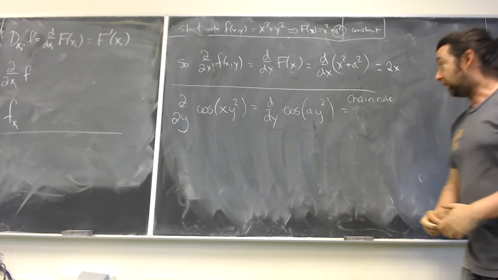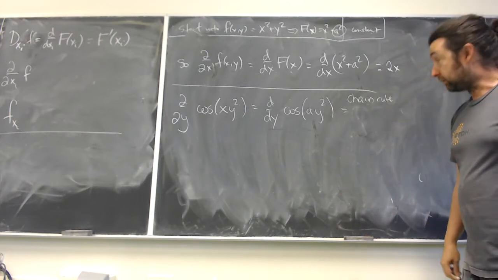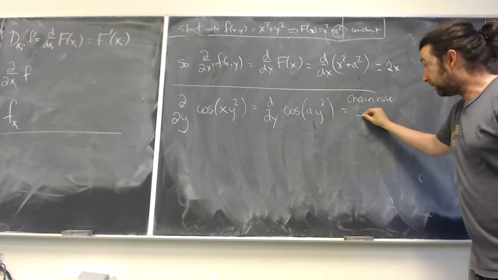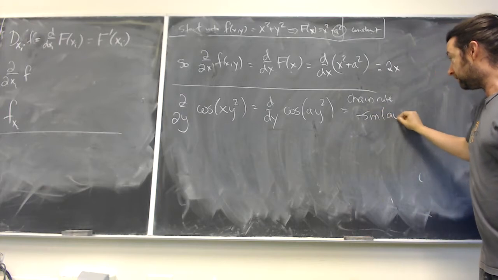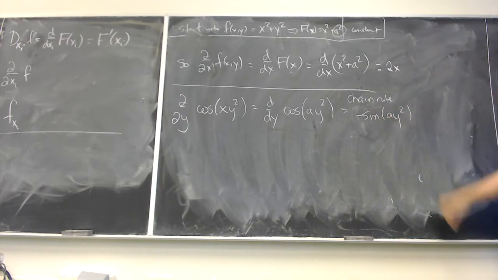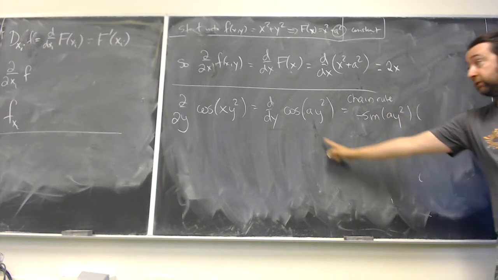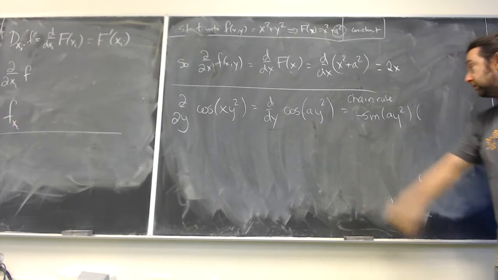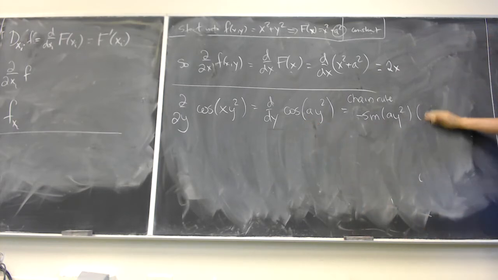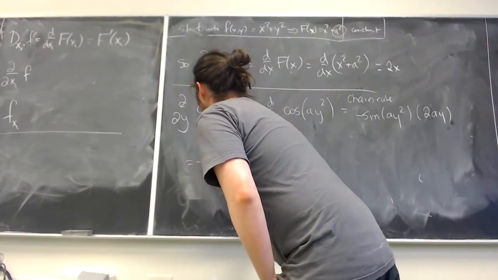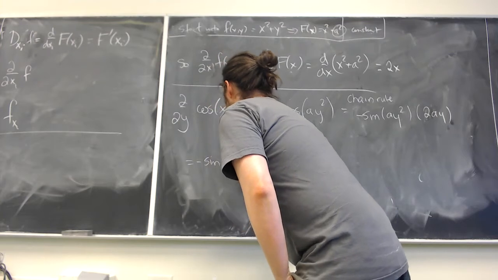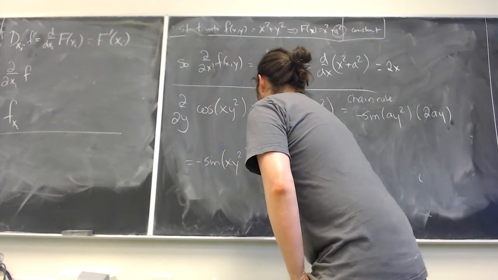Okay. So it shouldn't be a surprise that the derivative of this is the derivative of the outside function with the inside unchanged, times the derivative of the inside function with respect to y, because remember x is a constant: 2ay. And if you want to put it back into being a function of x and y, you would write that this is equal to minus the sine of x y squared times 2xy.